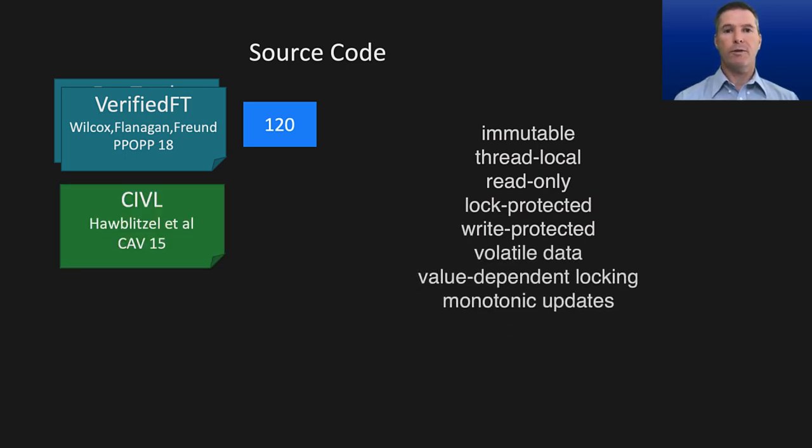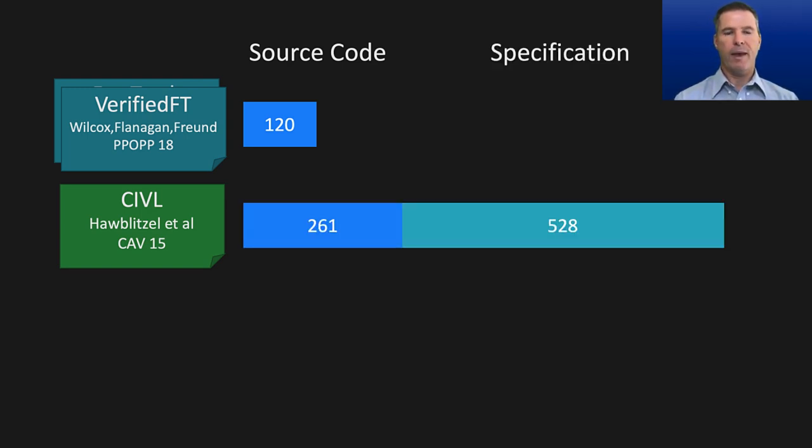Next, we took CIVL, which is a state-of-the-art verifier for concurrent software, and applied it to our algorithm. Now, CIVL stands for Concurrent Intermediate Verification Language. So its source language is not executable, and it's a lower-level language than one would normally work with.